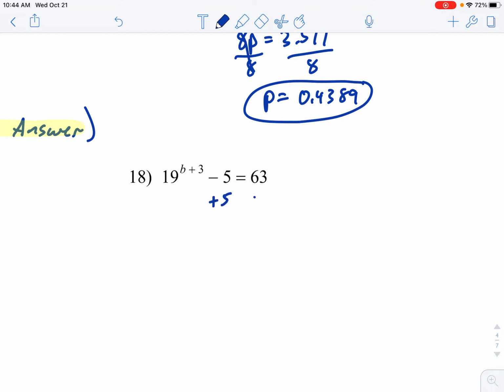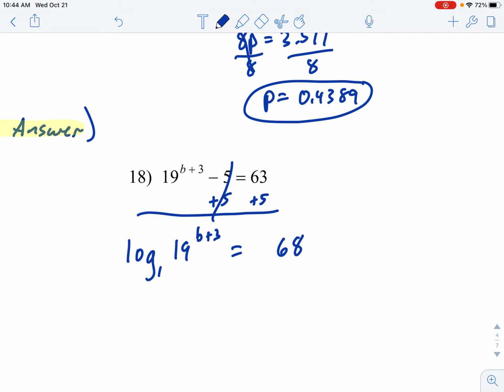So here, I'm going to solve this. I'm going to start by adding 5 to both sides, right? Minus 5, you plus 5. 19 to the b plus 3 equals 68. Now to solve this, I need to cancel out the 19, so I need to use a logarithm. Logarithm cancels out a base. Log base 19. That cancels out. I get b plus 3 equals.